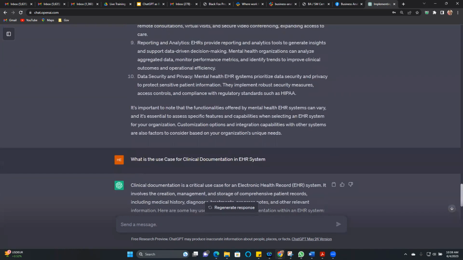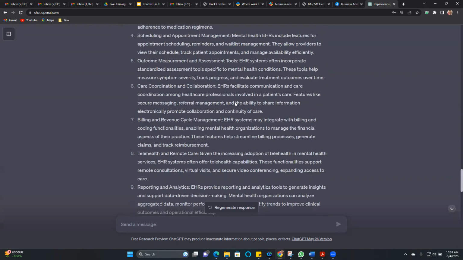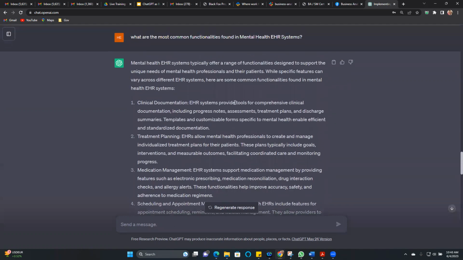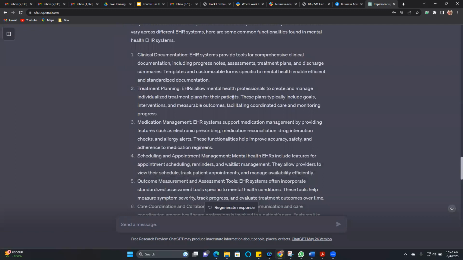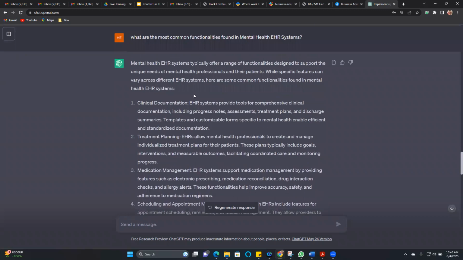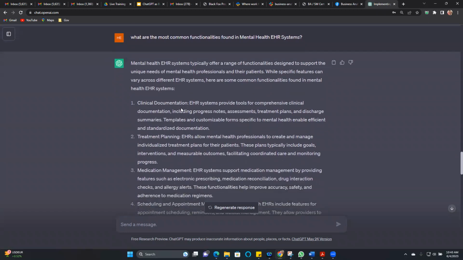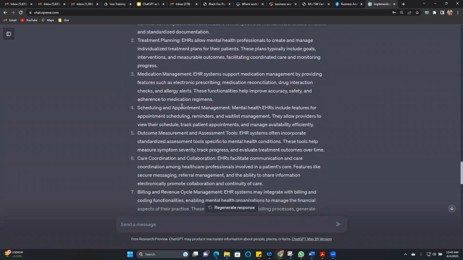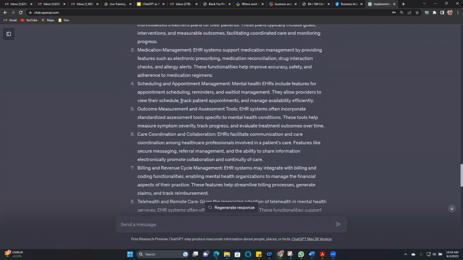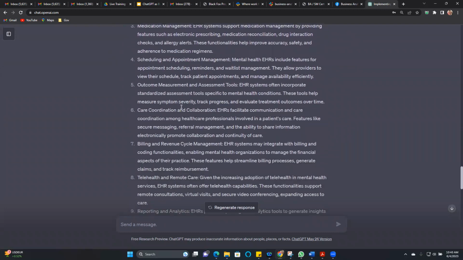So maybe the end conclusion is, and I still think it's a great tool, to help you do market research, help you write some of your overall goals and objectives. And if you can figure out the typical, common functionalities used in an EHR, it helps you come up with, from what you're seeing here, questions that you can ask our stakeholders, right?